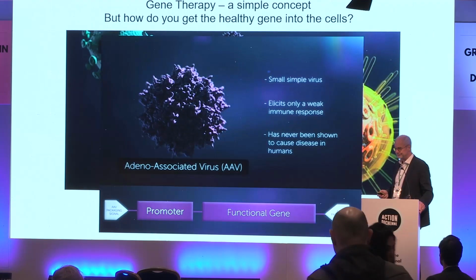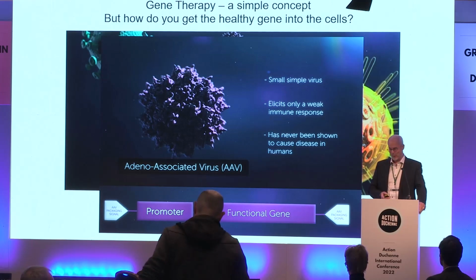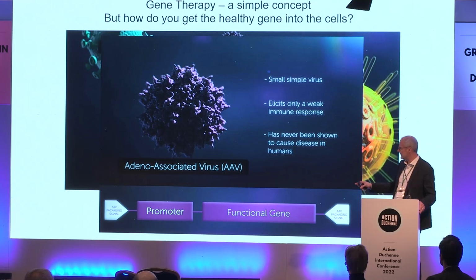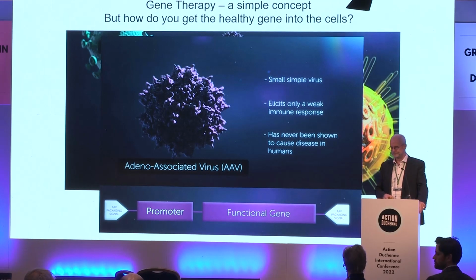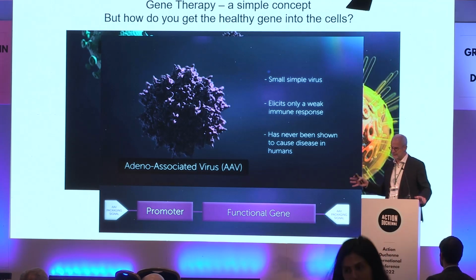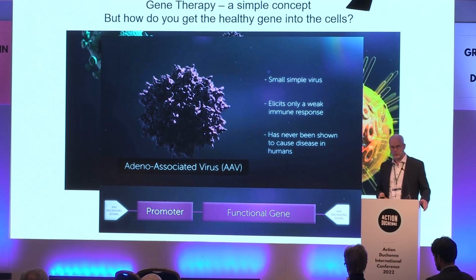AAV. Now, the problem with AAV is that it's small. But what is important as well in this very easy, simplified schematic of the promoter and the functional gene, these are the components that companies change to make their products different. On the one hand, it's the viral vector itself, but then it's the promoter and the functional gene. And so, as I said, I don't need to really repeat any of this.